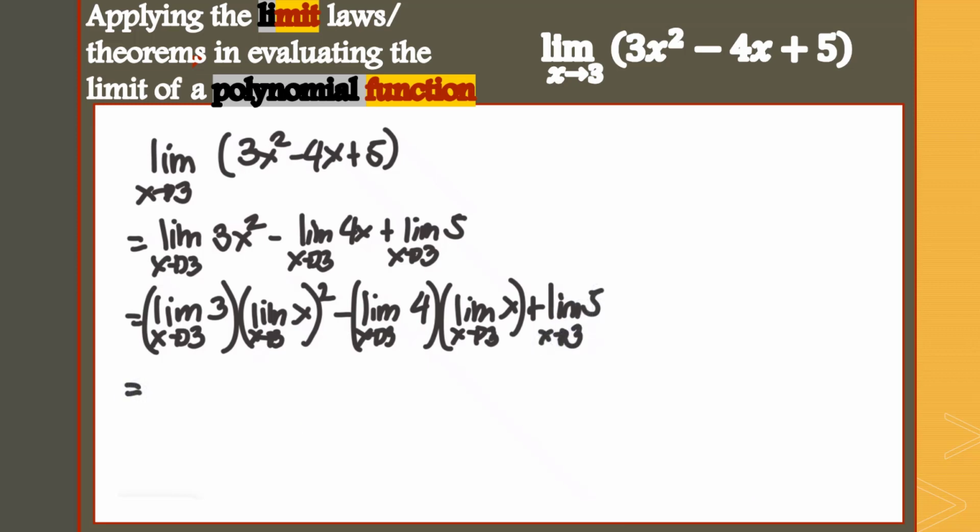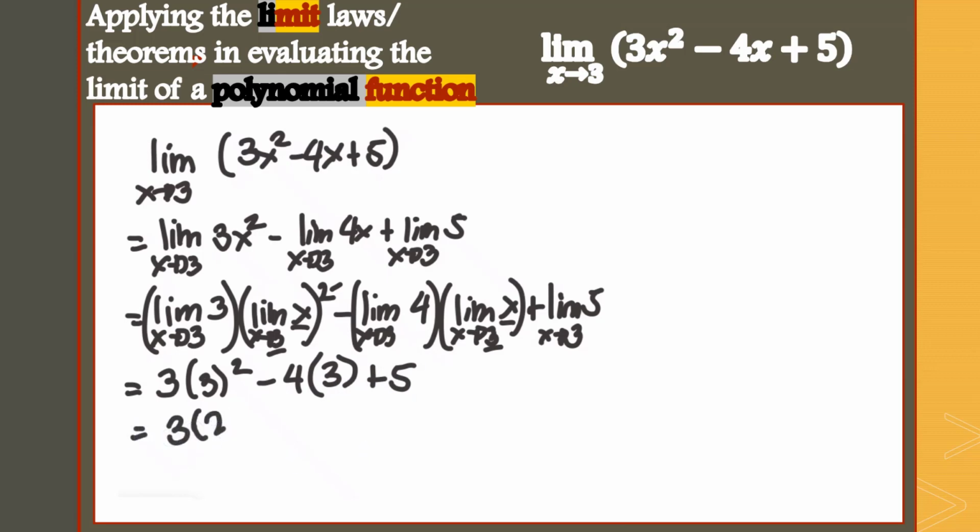So you have here the limit of the constant is the constant itself. The limit of the identity is this number, but take note it has a power of 2 here. Minus the limit of the constant is the constant itself. So you have 4 times the limit of the identity, which is this value, and the limit of constant 5 is just 5. So we have here 3 times 9 minus 12 plus 5, which gives us 27 minus 12 plus 5. The result for the limit of this polynomial function: 27 minus 12 is 15, plus 5, you have 20. So this is the value of the limit using the previous limit theorems.